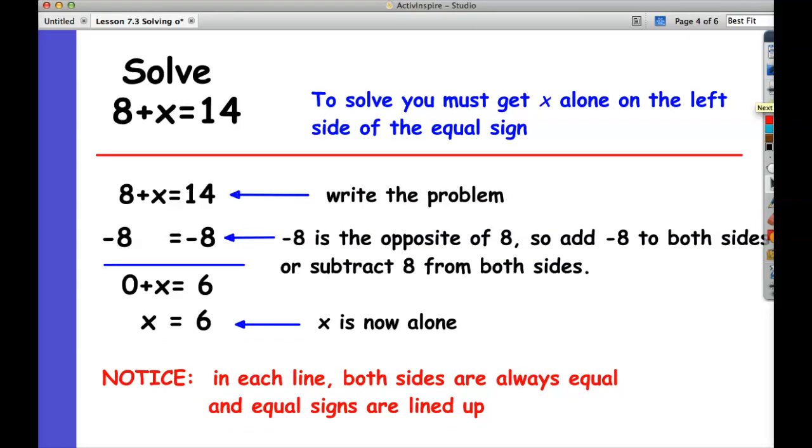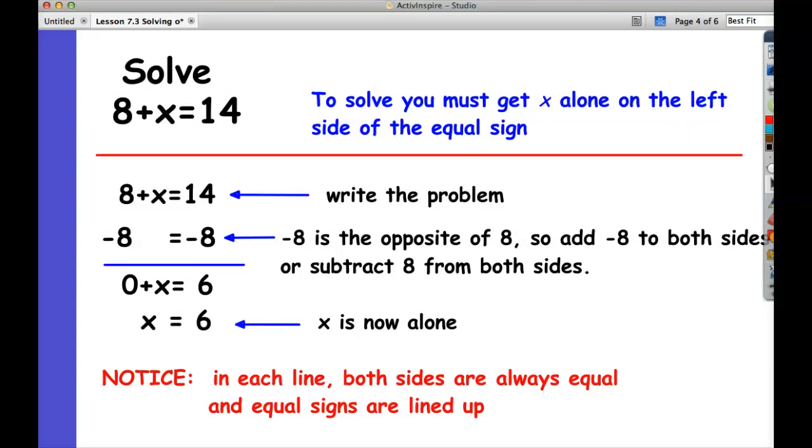Another example, you've got 8 plus x equals 14. This is a positive 8, so in order to get rid of it, you have to subtract 8 from both sides. So again, you're subtracting 8 on the left side and subtracting 8 on the right side, because you have to do the same to the left side as you do to the right.